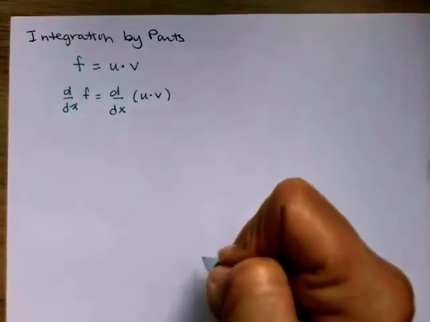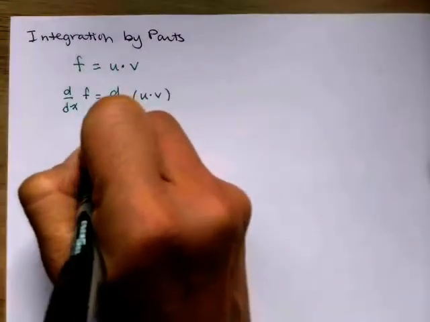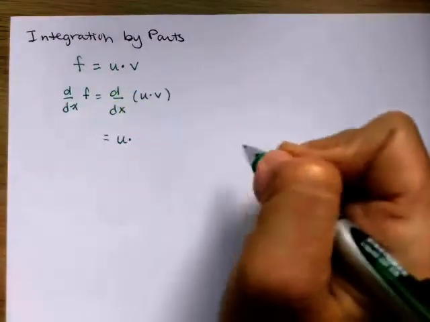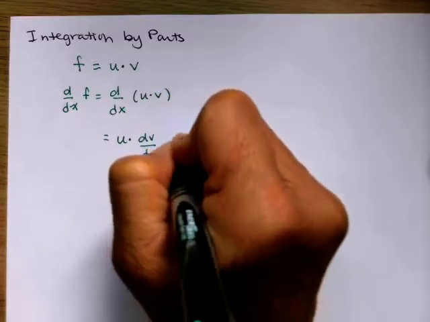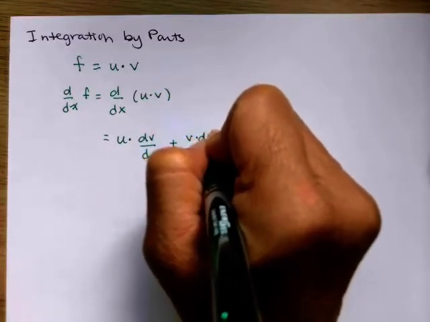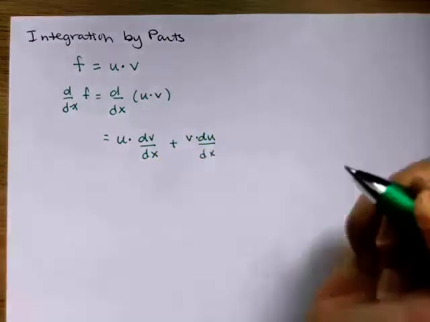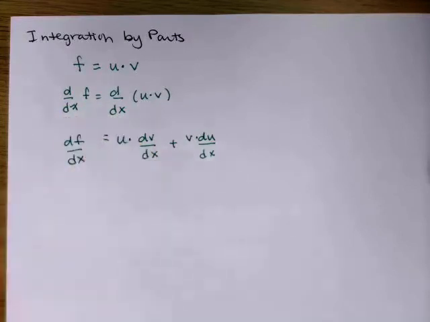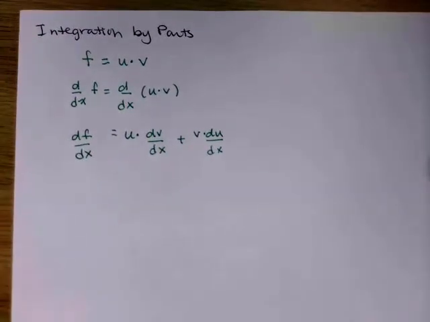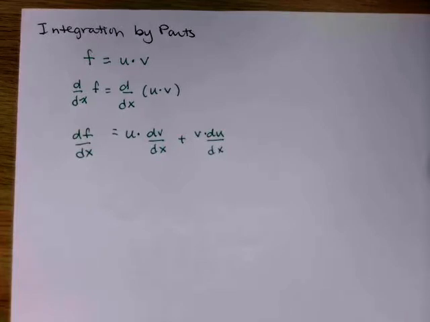When you have to do the derivative, the product rule says it's the first times the derivative of the second plus the second times the derivative of the first. Okay? So this is df/dx. So that's your differential calculus that you probably remember. So we go that way.